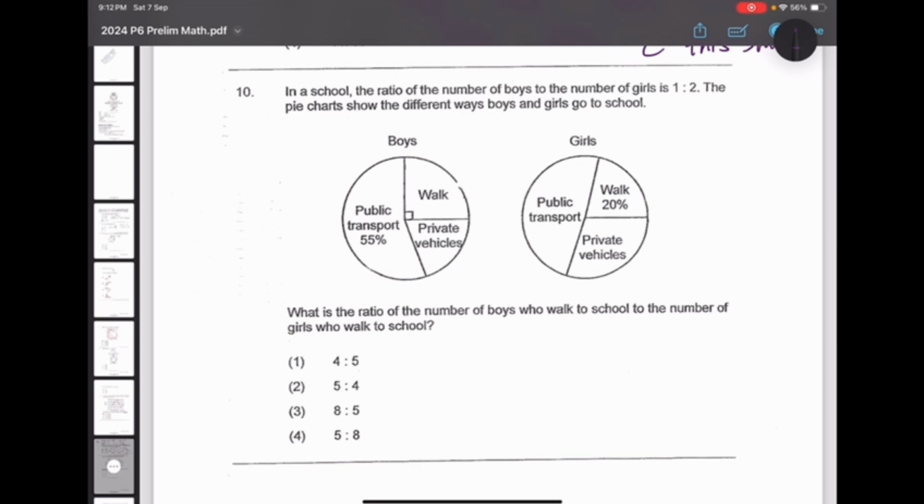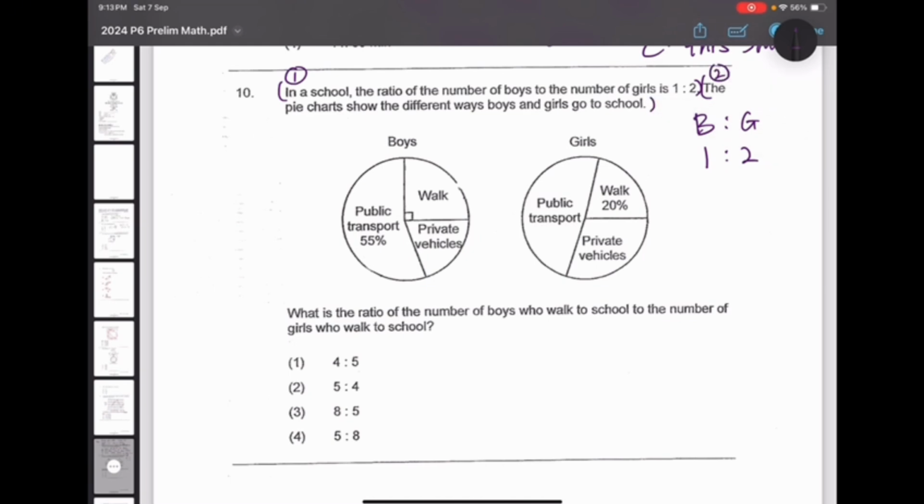Alright, moving on to question number 10. In a school, the ratio of the number of boys to the number of girls is 1:2. We're going to list that down over here. Boys is to girls is 1:2. Moving on to sentence number 2. The pie chart shows the different ways boys and girls go to school. Now let's look at the question.